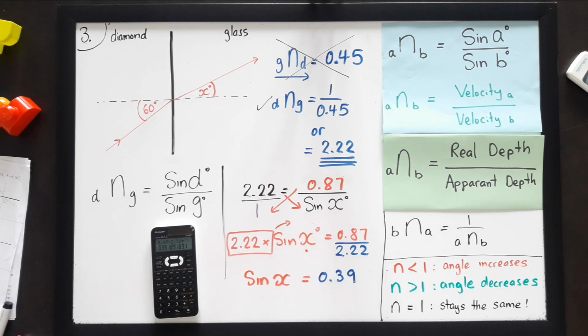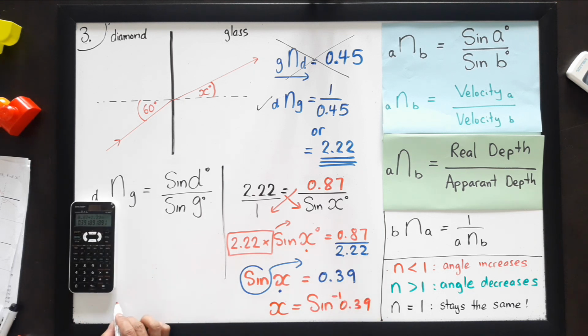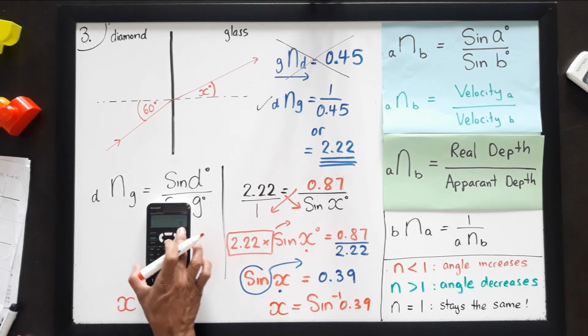0.39. But we are not finished. We are trying to solve for x. So now we have to throw across the sine. And remember, the opposite of sine is sine inverse. And who's waiting on this side? 0.39. So I'll put the answer over here. So x is equal to, find the sine inverse of 0.39.